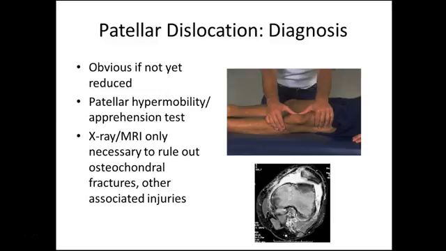So what's the diagnosis? It's pretty obvious, for the most part, unless it's relocated itself when you run onto the field. But then, as we did in class, we can do a hypermobility and apprehension test. With the apprehension test, we glide that patella laterally while looking at the patient's face. In patients who have completely dislocated, you look at their face because as you glide laterally, they will become apprehensive about the fact that they're about to dislocate their patella again. And if you're concerned about a fracture of the lateral femoral condyle, or trauma to the backside of the patella, then an X-ray and an MRI might also be necessary.